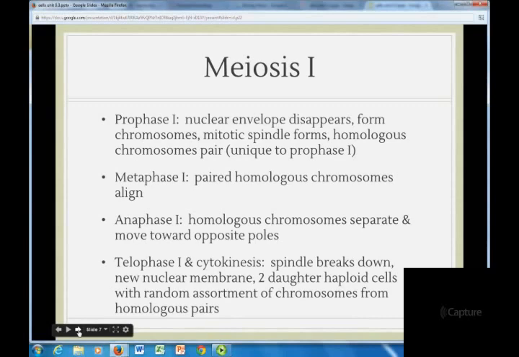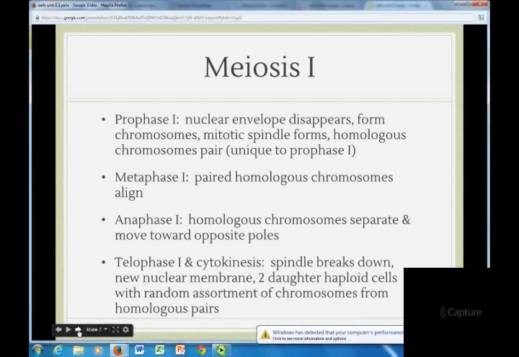In metaphase 1, the paired homologous chromosomes are going to align along the metaphase plate, or the mitotic spindle in the center. During anaphase 1, the homologous chromosomes will pull apart and separate towards the opposite poles. So looking under the microscope, this would look very similar to mitosis at this point, except you have homologous chromosomes instead of just single chromosomes.